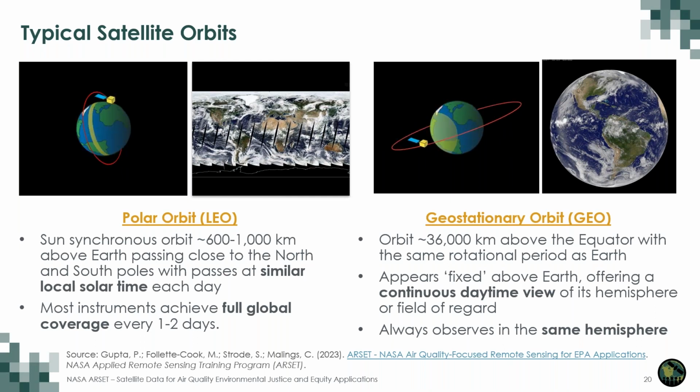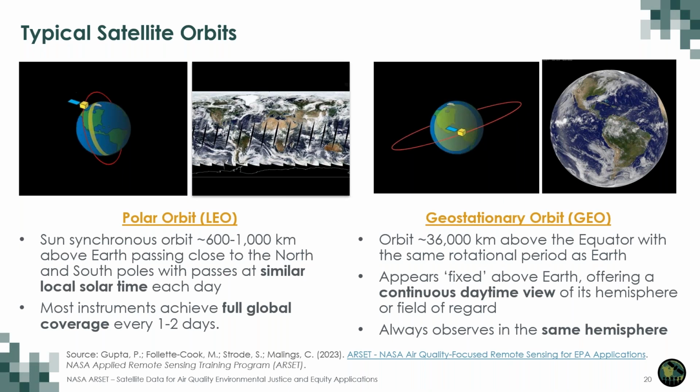So, polar orbits allow you to observe the entire Earth, making about one observation per day at roughly the same local time of day. As Dr. Susan Attenberg pointed out in last week's talk, most current satellite measurements which are relevant for air quality are in polar orbits. Geostationary orbits, in contrast, are higher and are synchronized with the rotation of the Earth, such that the satellite is always above the same point on the equator.